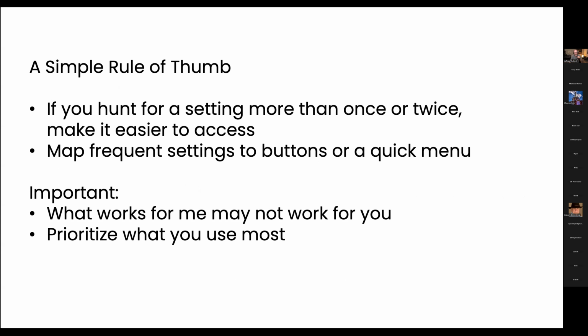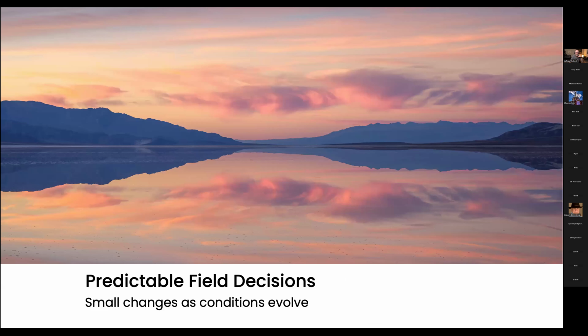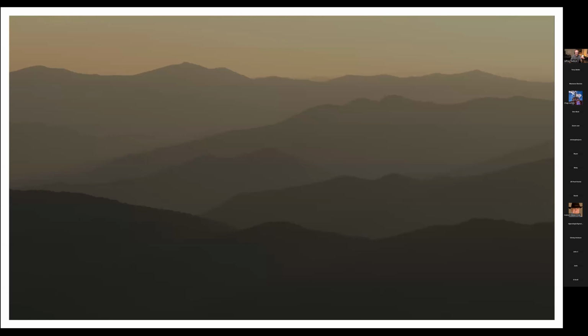And again, what I've suggested here may not work for you. You may want a warmer white balance. That's totally fine. You may have some other setting that you like to access frequently. Go ahead and map that as well. Again, the goal is small changes as conditions evolve. That's the whole point of this.